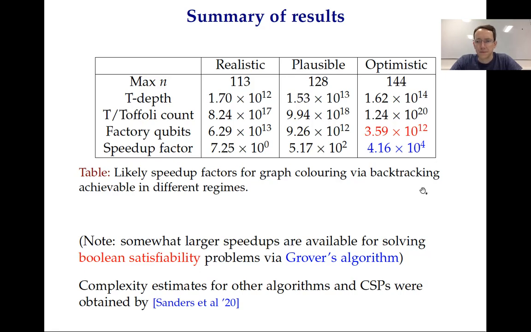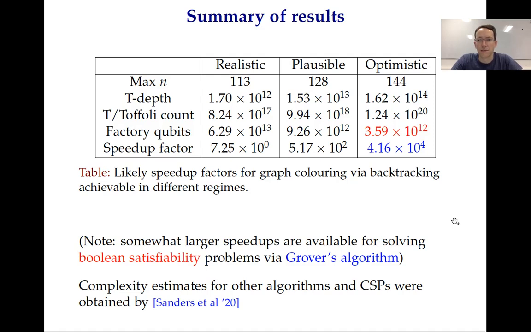And it's worth saying that we also did this calculation for solving Boolean satisfiability problems via Grover's algorithm, which is a simpler calculation, and using backtracking. And the speedups turn out to be slightly bigger, in fact, because the quantum algorithm is simpler and somehow it's easier to handle these constant factors which are causing us problems in this case.